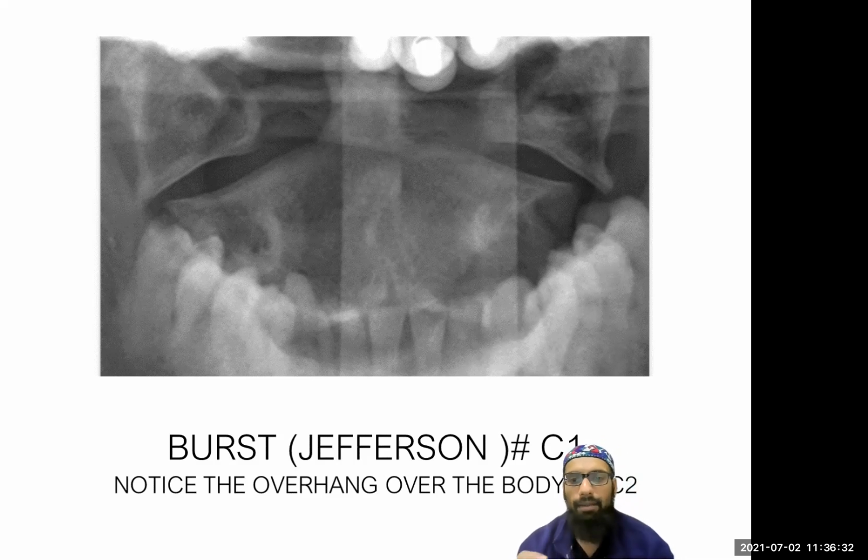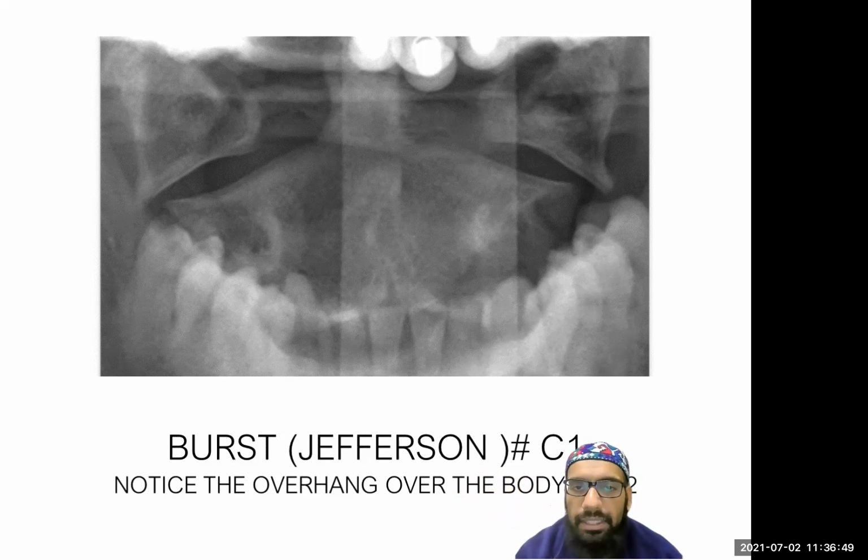So the reason for that happening is, let's imagine that this is our C1, right? As soon as there's a fracture, the fracture occurs in two places and the body tends to separate. So that's why you get this overhang, and that's why C1 is separated from C2.